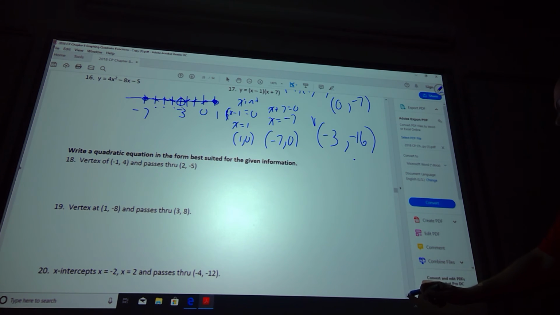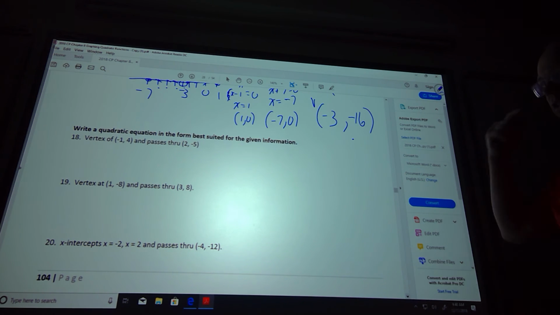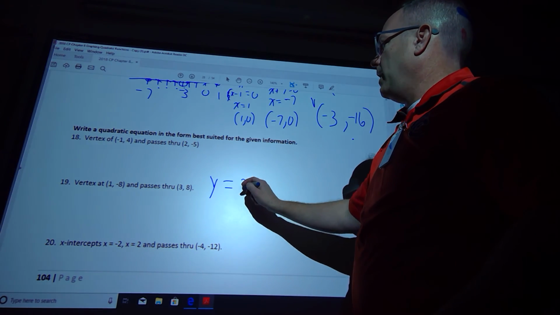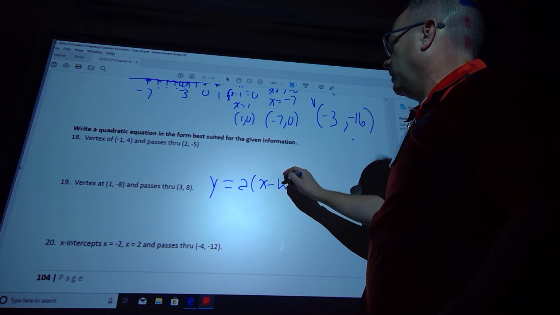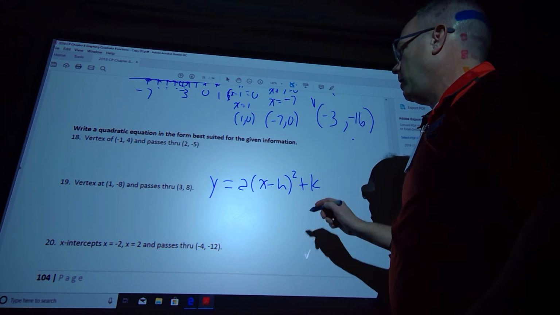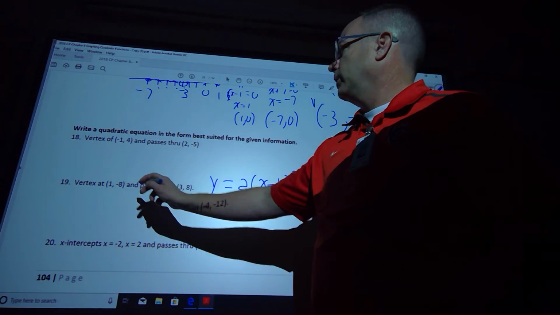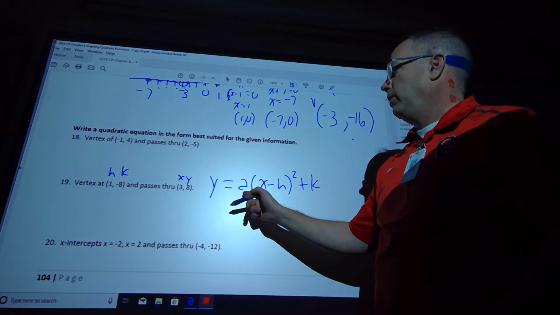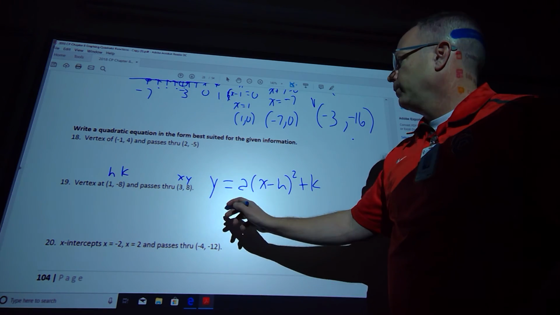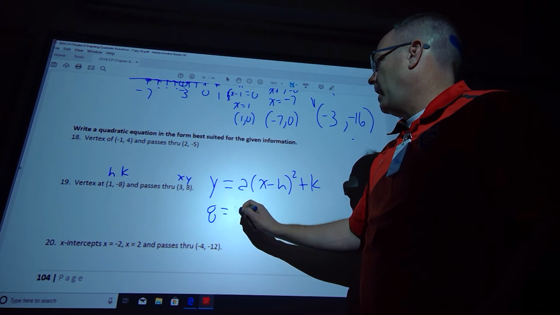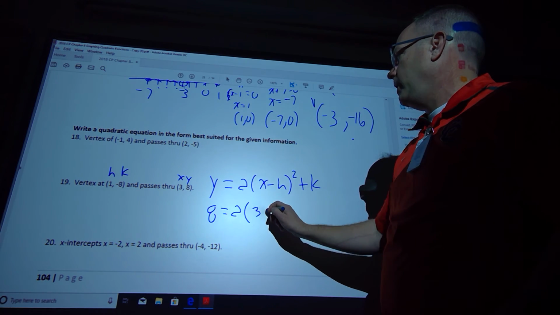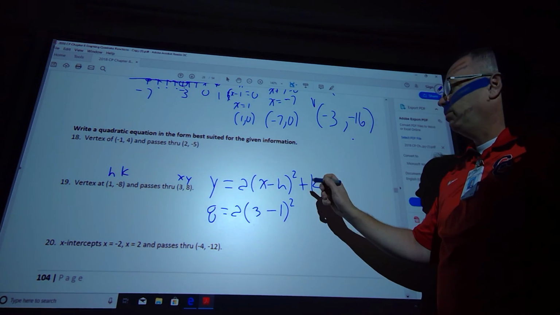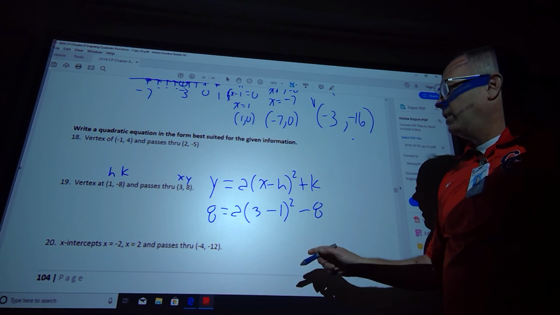And then number 19, we want to write the quadratic equation that has a vertex of 1, negative 8, and passes through 3, comma 8. So we have to remember my vertex form equation looks like this, where h and k are the vertex. Okay, so the vertex is at h and k, and then this is an x and y value. The only value I'll have to solve for is the a right there. So I'm going to get 8 equals a, x is 3, minus h, which is 1 squared, plus k, so plus negative 8 or minus 8.